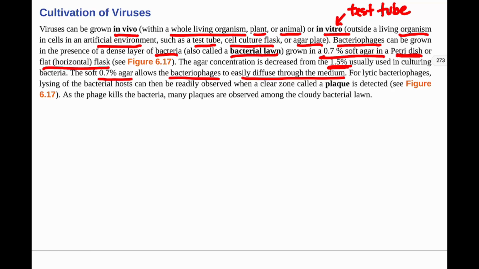So for lytic bacteriophages, lysing of the bacterial hosts can then be observed in a clear zone called a plaque. And that's what we were seeing in those agar plates just a moment ago. So we had a plaque. And then as the phage kills the bacteria, we see many plaques observed over this cloudy bacterial lawn. And that's exactly what we saw here.